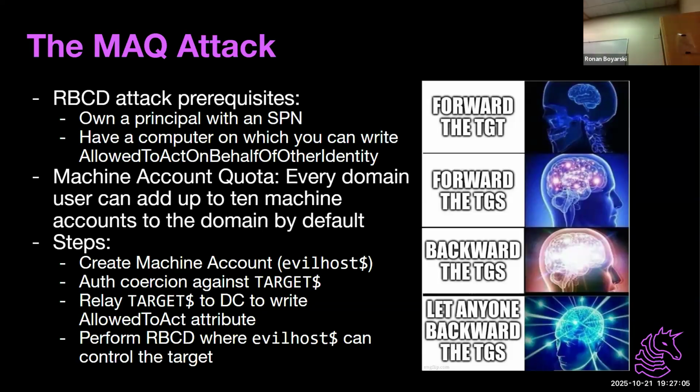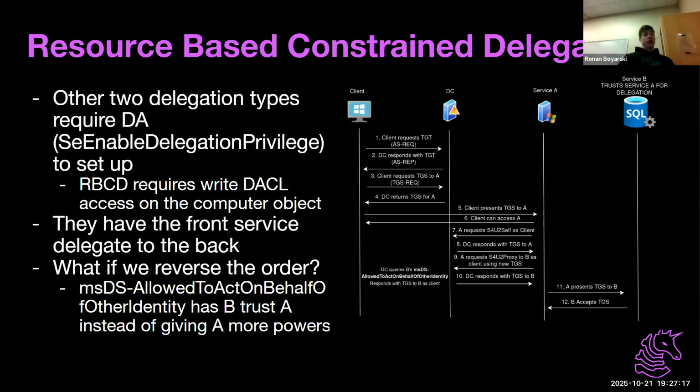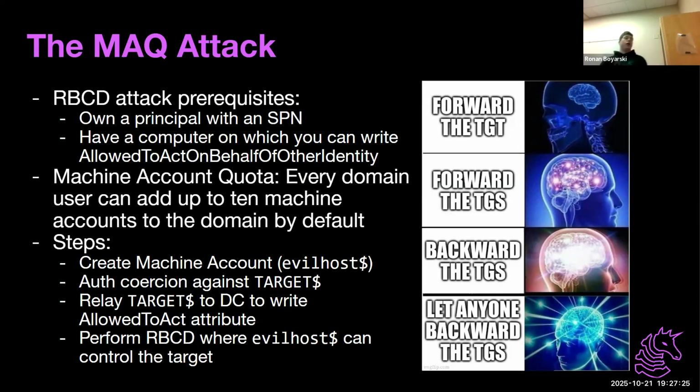So I don't know if there's an actual name for this chain. I call it the MAC attack. People sometimes will call it a WebDAV relay. But if we think about the prerequisites to abuse this, we would need the ability to control service A and then write to the service B attribute to trust A for delegation. So we need to own a principal with an SPN, like a computer, and we need to have a computer on which we can write that allowed-to-act-on-behalf-of-other-identity attribute.